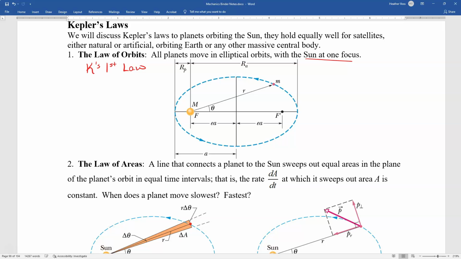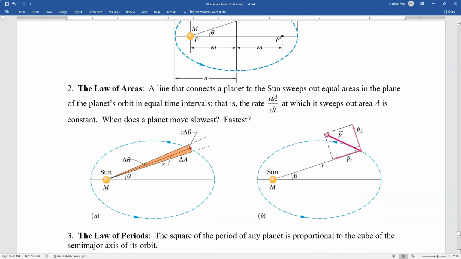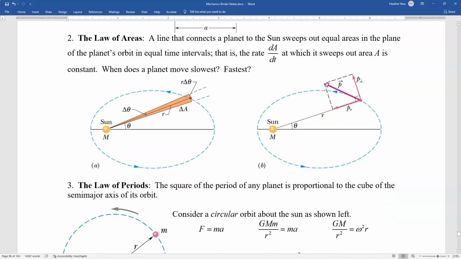Now, the fancy name for it is the law of the orbits. Everything is an elliptical orbit. Everything. The sun is at one of the foci when we're dealing with these planets. So, the second law is what we refer to as the law of areas.